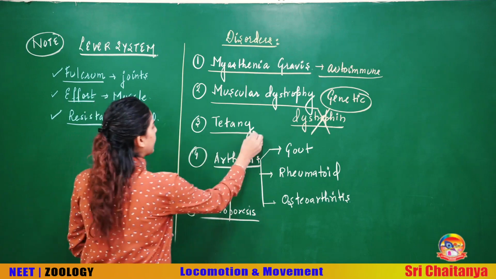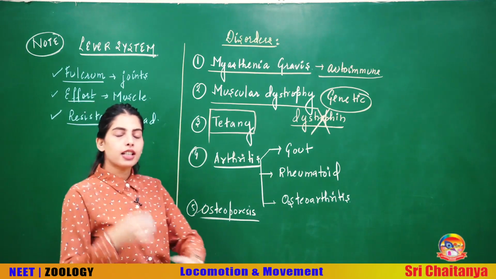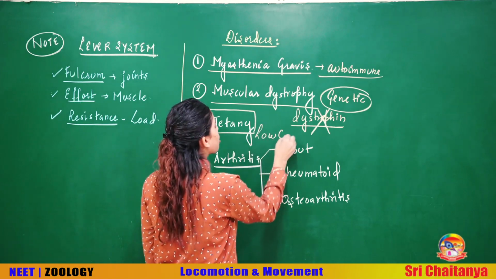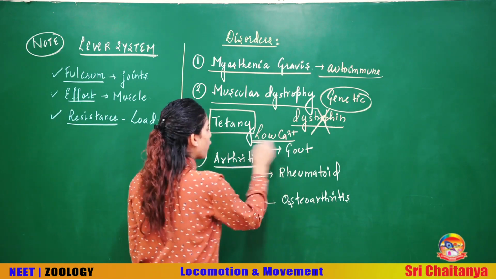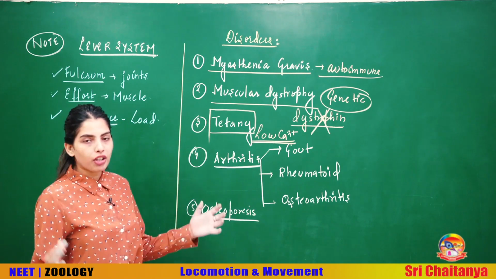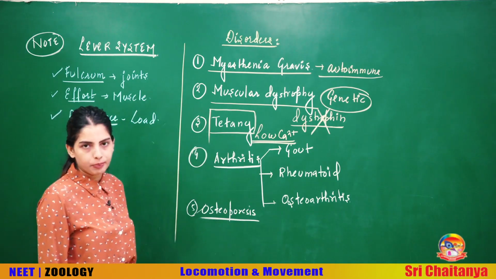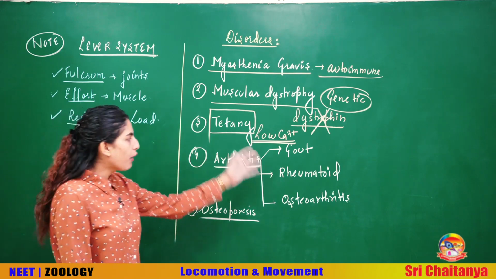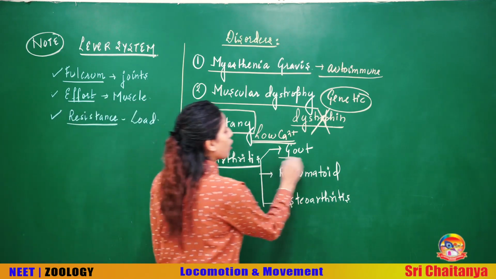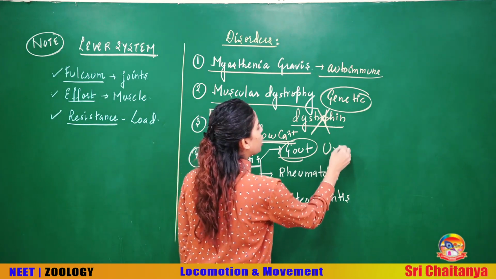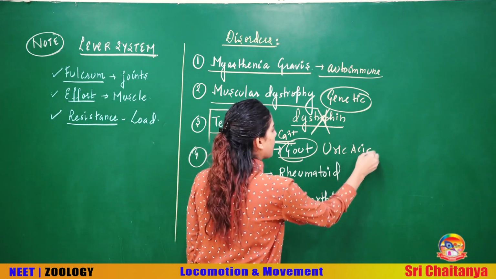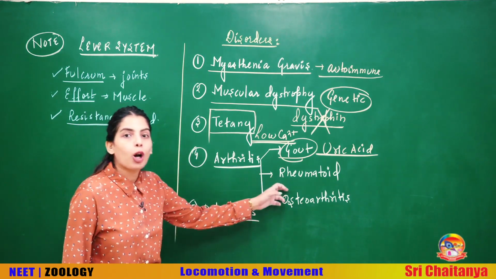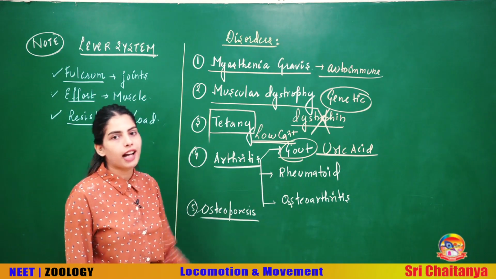Talking about tetany, tetany is the faster or wider contraction which is because of a low level of calcium in the ECF. Because of low calcium in the ECF, wider contractions take place, which is tetany. Arthritis is simply the inflammation of joints, which can be of different types. When the inflammation of the joints is because of the accumulation of uric acid crystals, that is called gout. When the inflammation is an autoimmune disorder, that's rheumatoid arthritis.